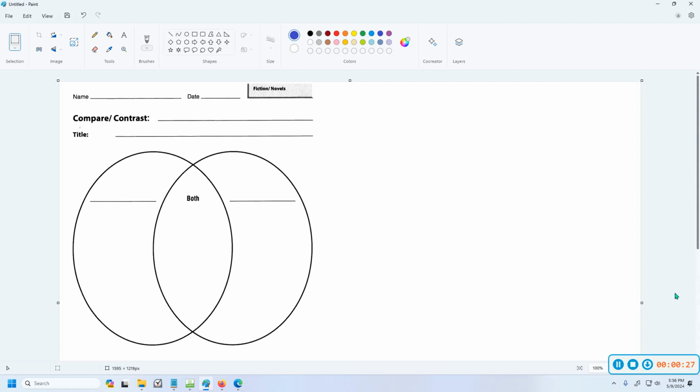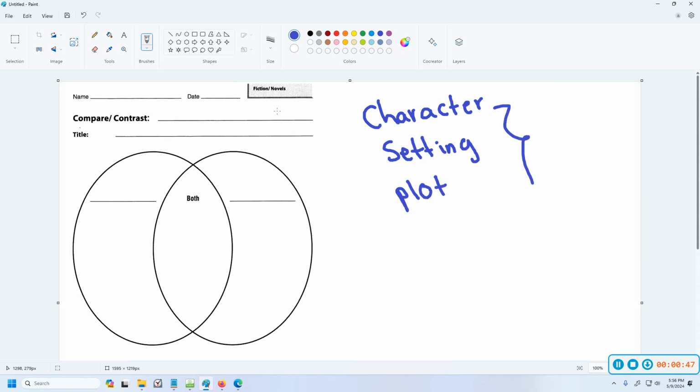So remember when we were talking about the elements of the story, we said that all stories are made of characters. There is a setting, okay, and there's a plot. Those are the elements of stories, right?